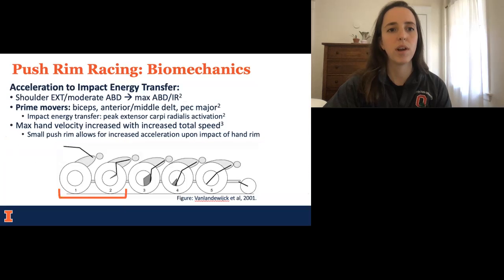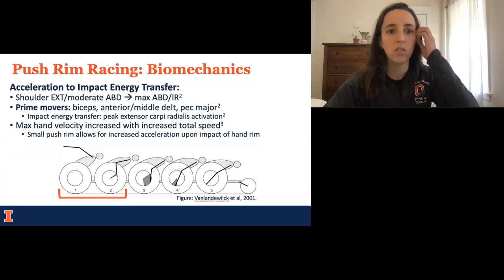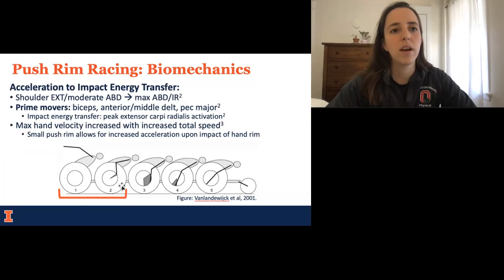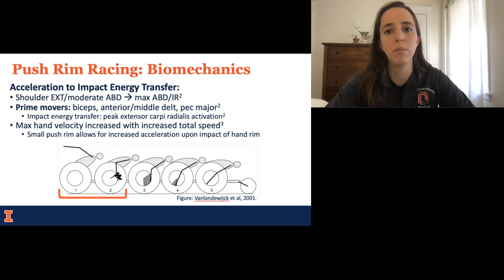So now we'll go ahead and break down the specific muscle actions during each part. So going from acceleration to impact energy transfer, you're going from a shoulder extension here and moderate abduction, and then you're getting shoulder flexion, max abduction, and internal rotation here when you hit the hand ring. So the prime movers here are going to be your biceps, anterior and middle delt, and your pec major.